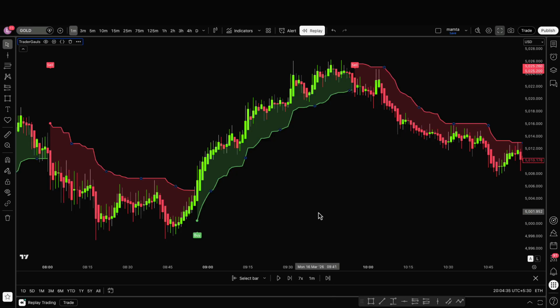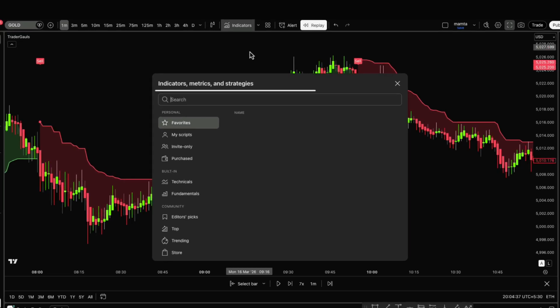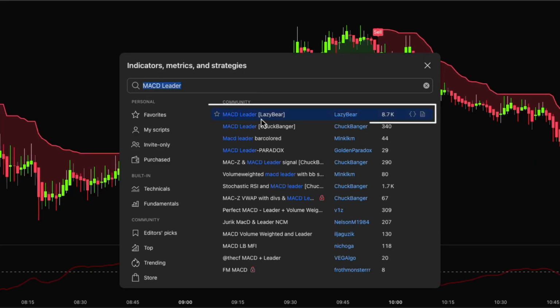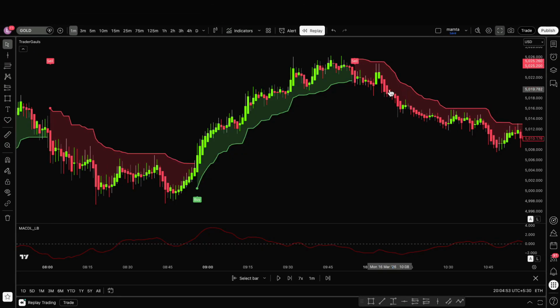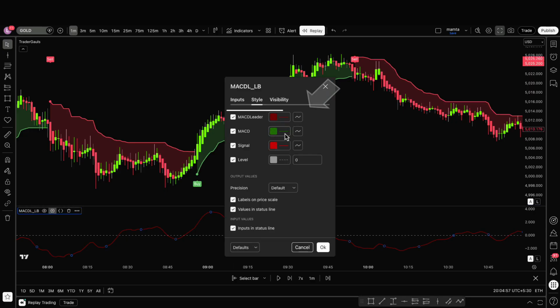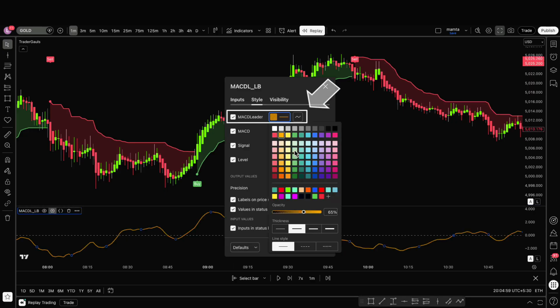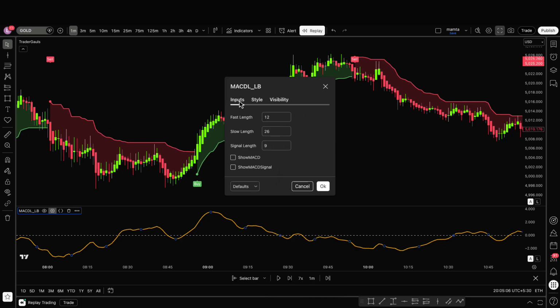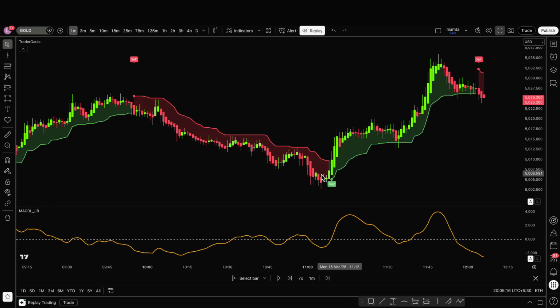Now we'll add one more indicator to make this strategy more powerful. Let's go to the Indicator Search tab, type MACD Leader, and select this one called MACD Leader, created by Lazy Bear. Now let's access the settings of this indicator so we can modify it to suit our strategy. We change the MACD Leader color from red to orange. We change the level color. And here everything is fine. After that, click OK. Now our setup is ready.